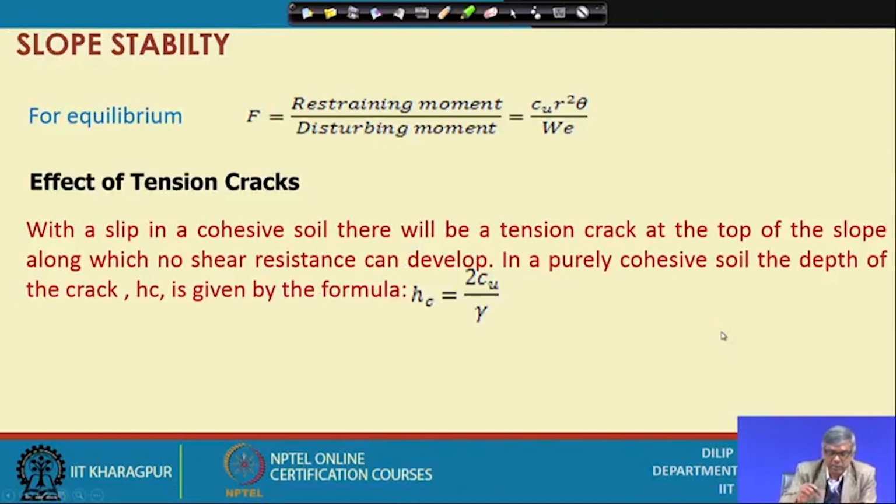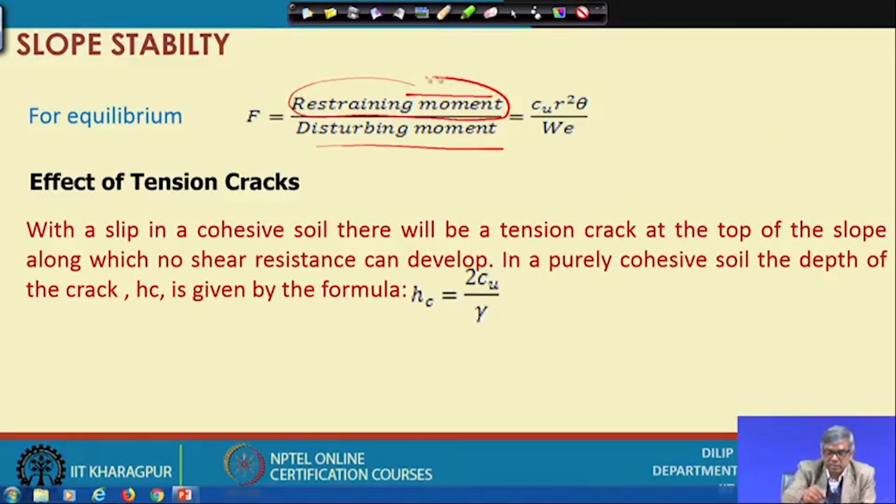And for equilibrium, you can see the restoring moment and the disturbing moment. So this part should be bigger. Cu r square theta is the restoring part which is developed from the soil itself, and this is external, caused because of the soil weight. So, this divided by this is the factor of safety. If I want this to be equal to 1.5 or 2, then we can find out the other required things.